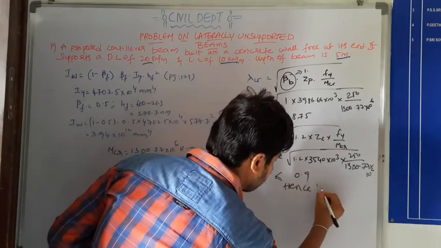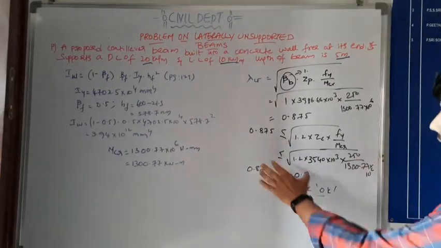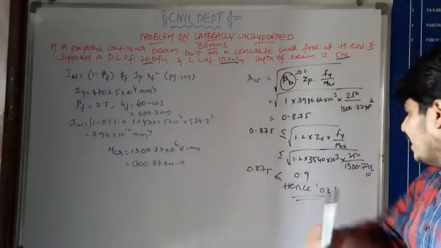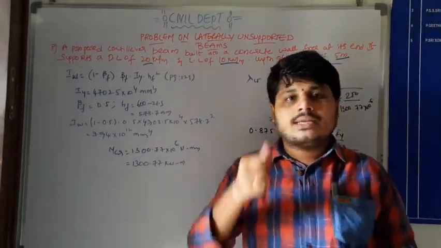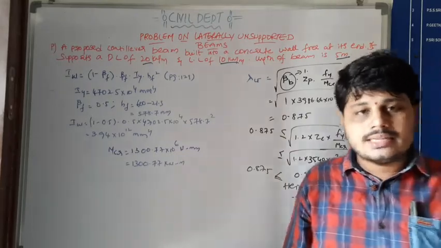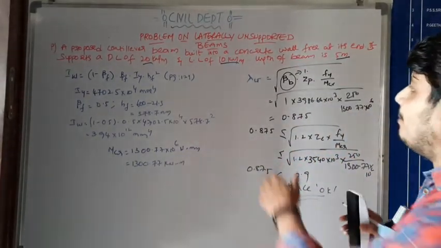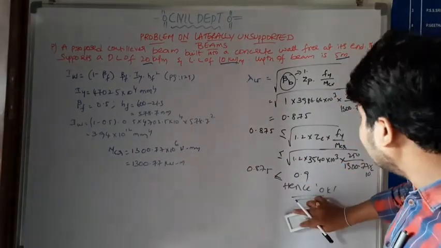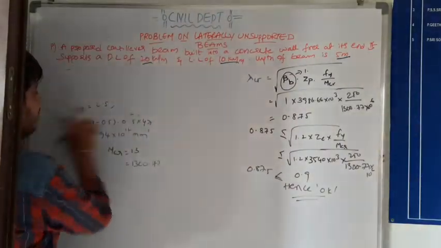Hence, the check should be solved. If in case it is not solved, please change the section. Okay. So we have got the value for lambda LT and MCR. But the formula for design bending strength was different.